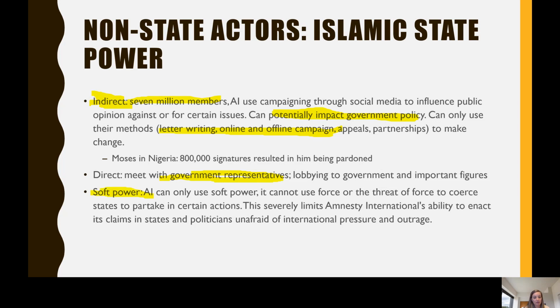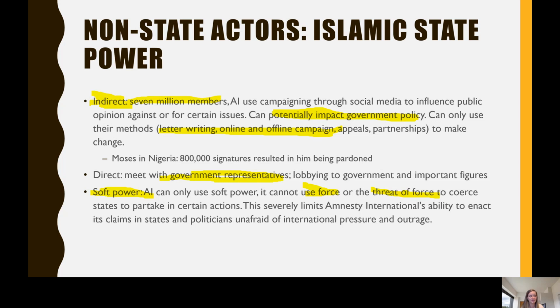They also have soft power. So this is good that Amnesty International have this, but basically they will suggest and will encourage Parliament or politicians to make changes. However, they don't have any force or any threats that they can use. They don't have any hard power. They can't really pressure governments to make changes. So that's where it can be a little bit tricky.